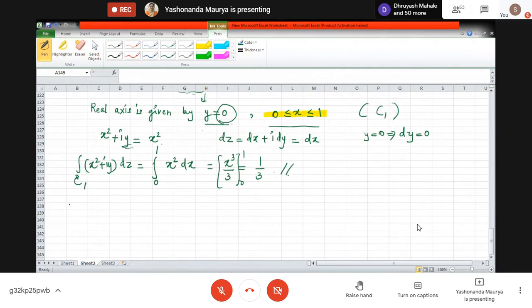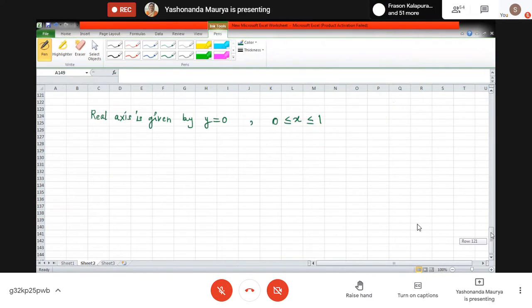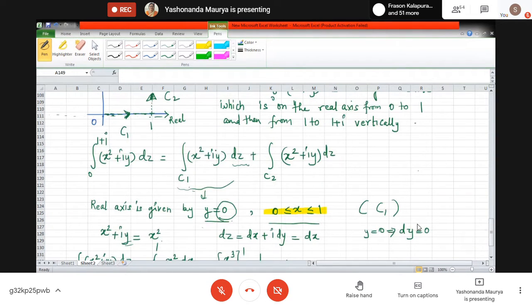On similar lines, we'll evaluate along the C2 curve. What was that C2? What is that C2 curve? Here we go. Now we want to evaluate this part. Where is the C2? The C2 is this line, from x equal to 1 up to the point 1 plus i. Over there we have to reach.